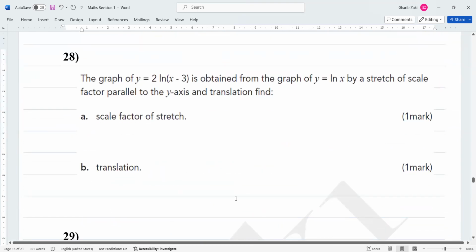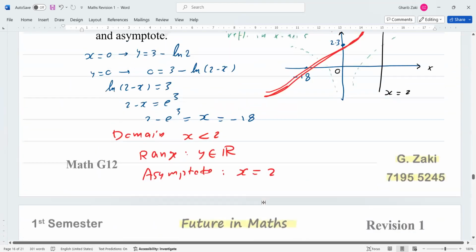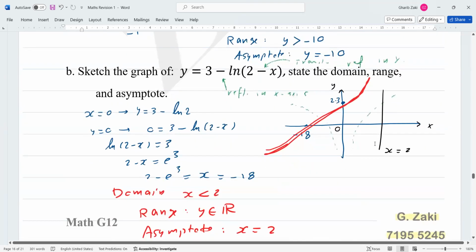The graph of y is obtained from the graph y equals ln x by a stretch of a scale factor parallel to the y-axis and a translation. Find the scale factor of the stretch. What is the stretch here? It said a stretch of a scale factor parallel to the y-axis. It means a vertical stretch. This 2 is the vertical stretch. In the first one, the asymptote is 1. Yes. This is the ln. For ln, the number inside the ln gives the asymptote.